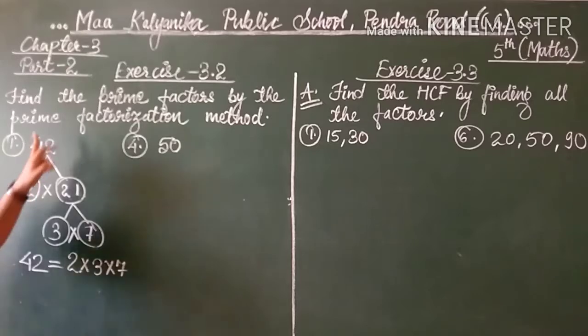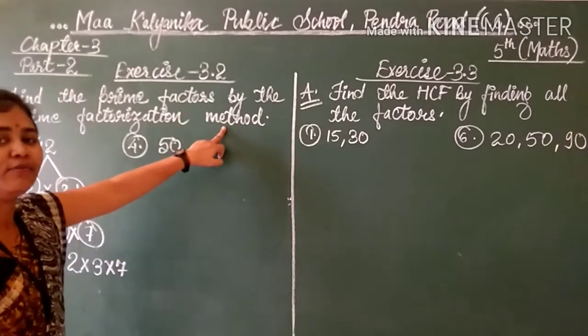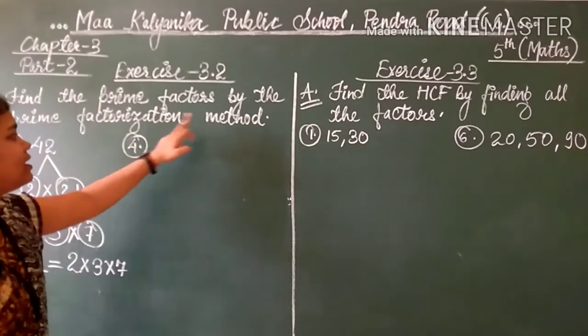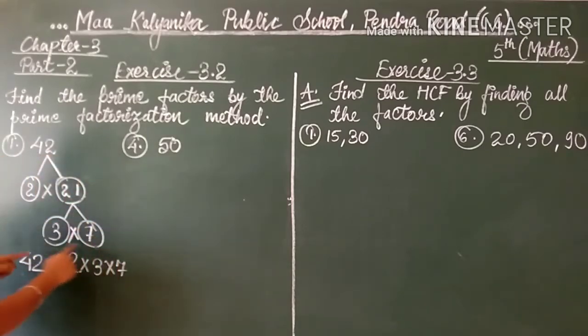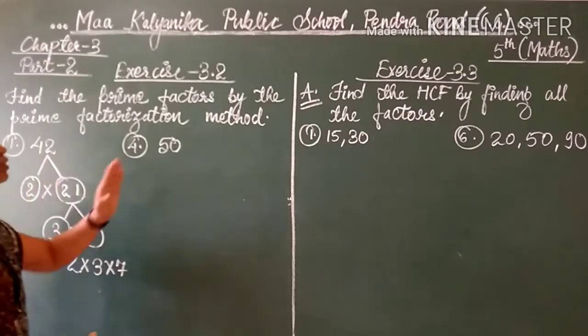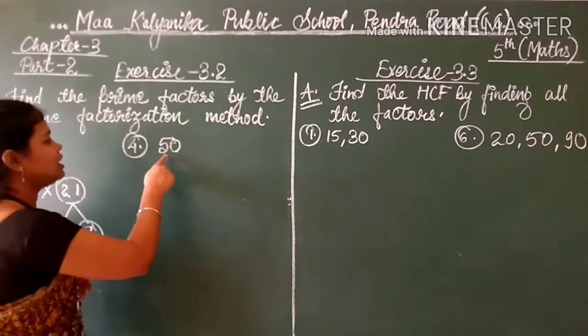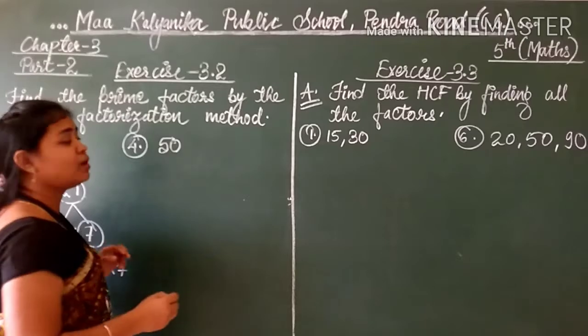Yes. So simply students, prime factorization. What method? This method is called the prime factorization method, and these are the prime factors of 42. So students, I hope you have understood. So let us proceed to question number 4.